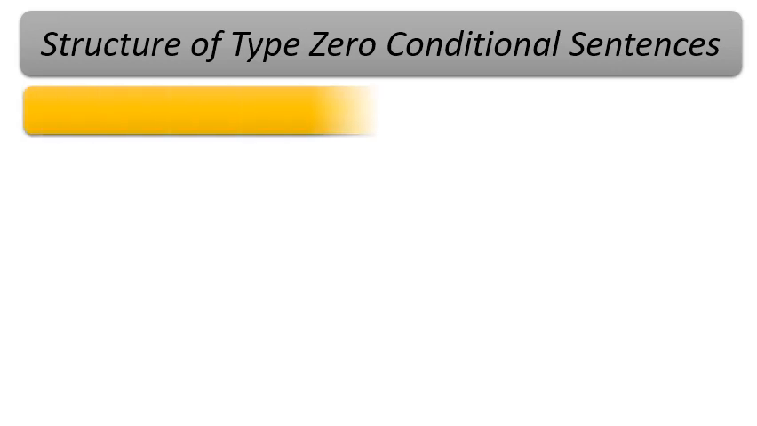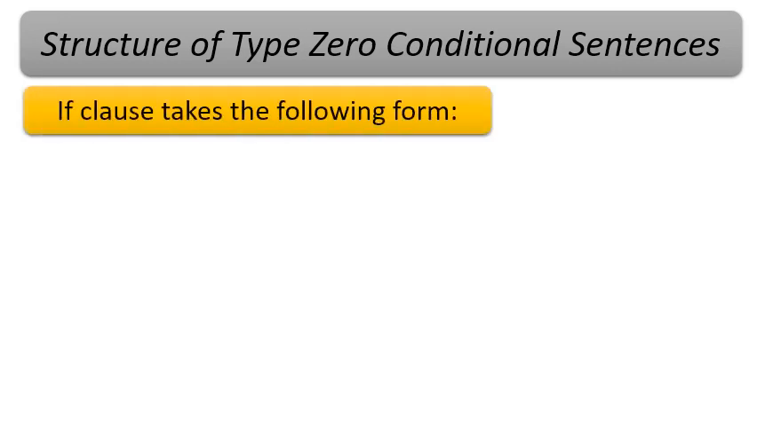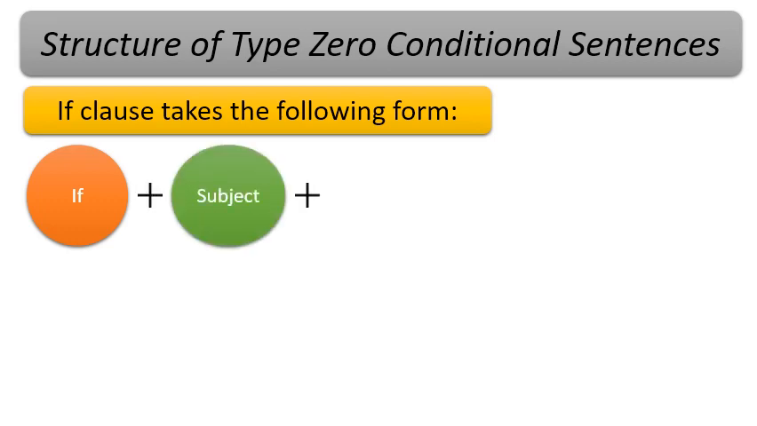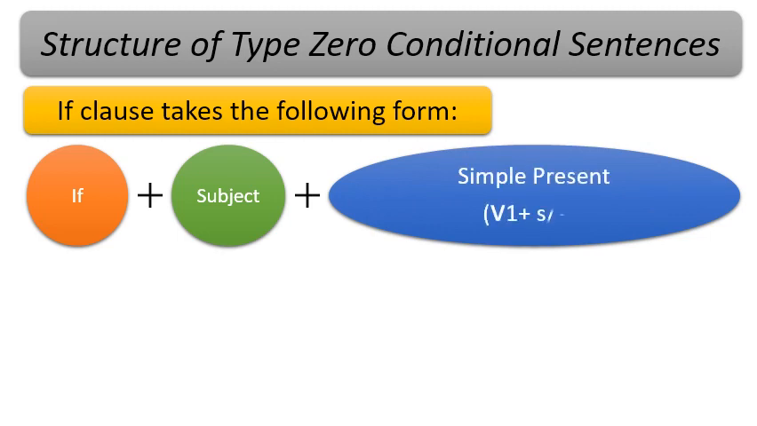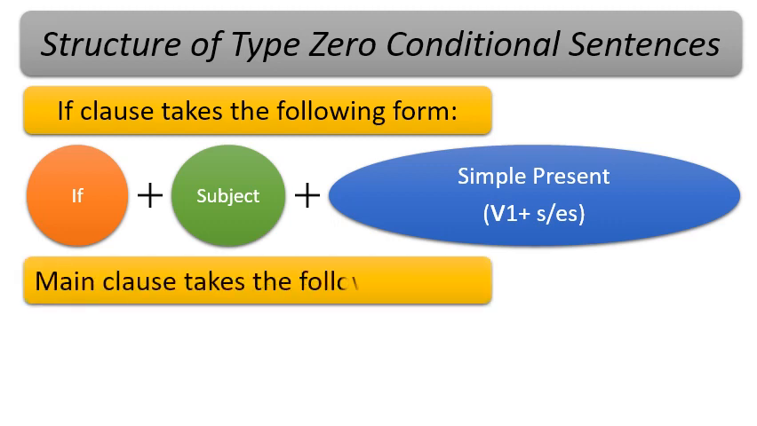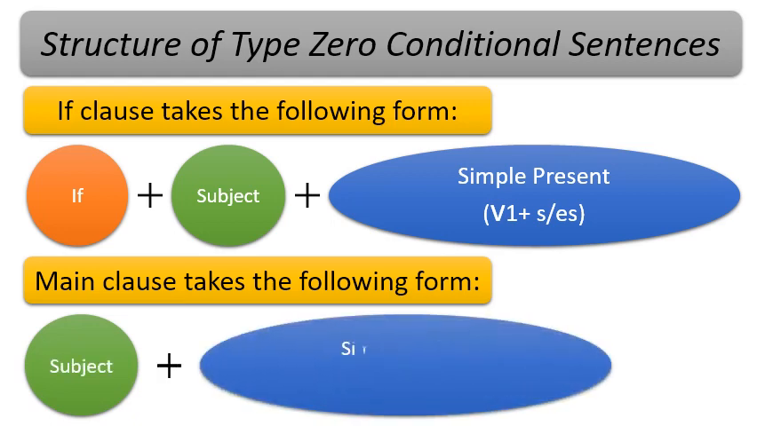Let's see the structure of type 0 conditional sentences. If clause takes the following forms: if plus subject plus simple present tense. The identification of simple present tense is first form of the verb plus s or es. To make negative or interrogative sentence, we use do or does according to the persons. Main clause takes the following forms: subject plus simple present tense. For example, if you heat ice, it melts. Means this is always true.